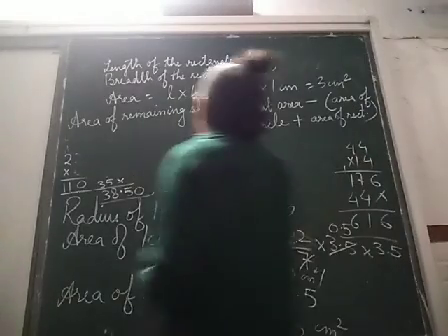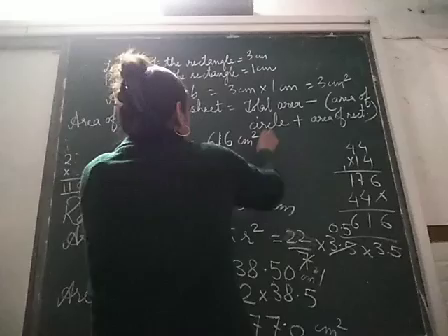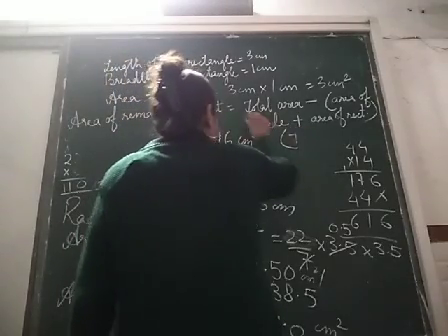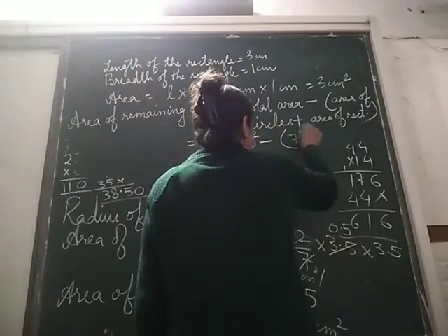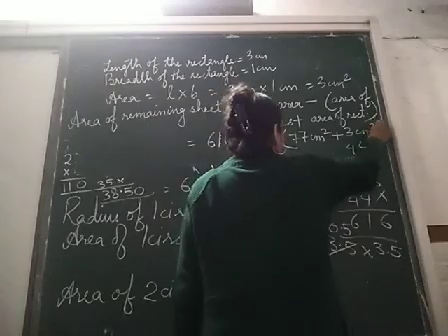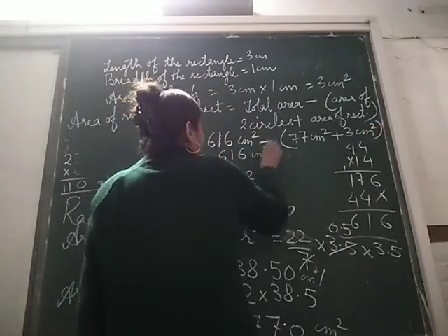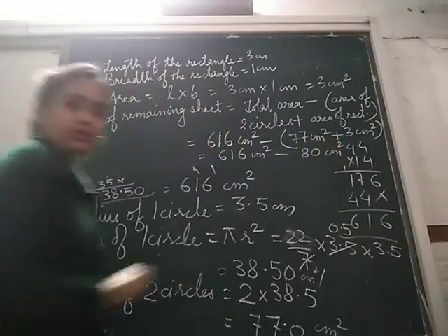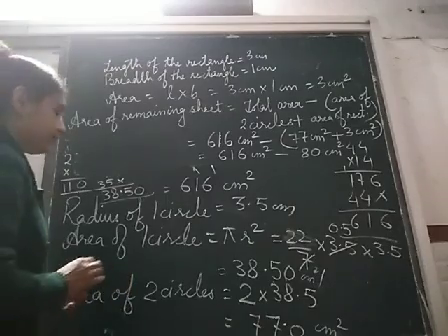Okay, so what is the total area? 616 centimeters square minus area of two circles. Okay, area of two circles, so that is 77 centimeters square plus 3 centimeters square. 616 centimeters square minus 80 centimeters square. 77 plus 3 gives us 80.